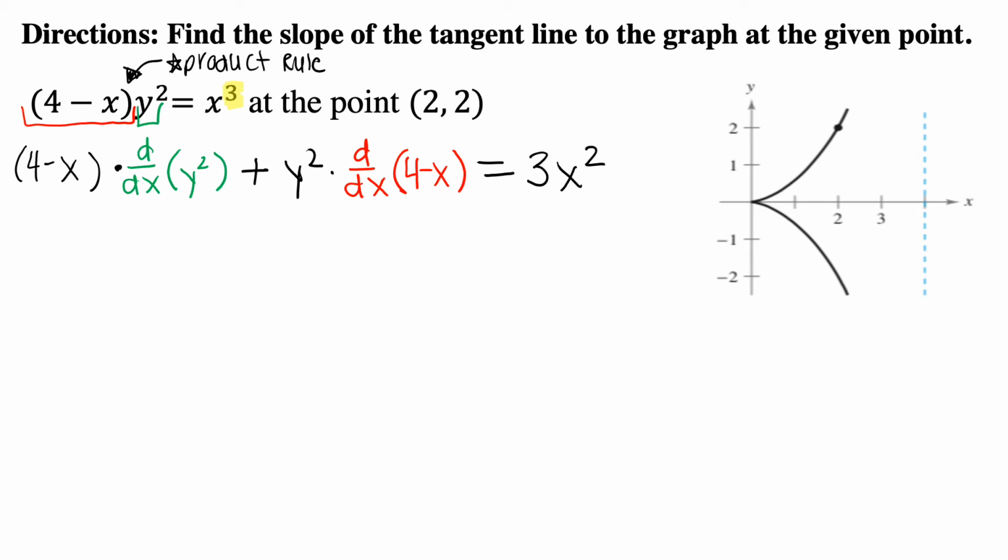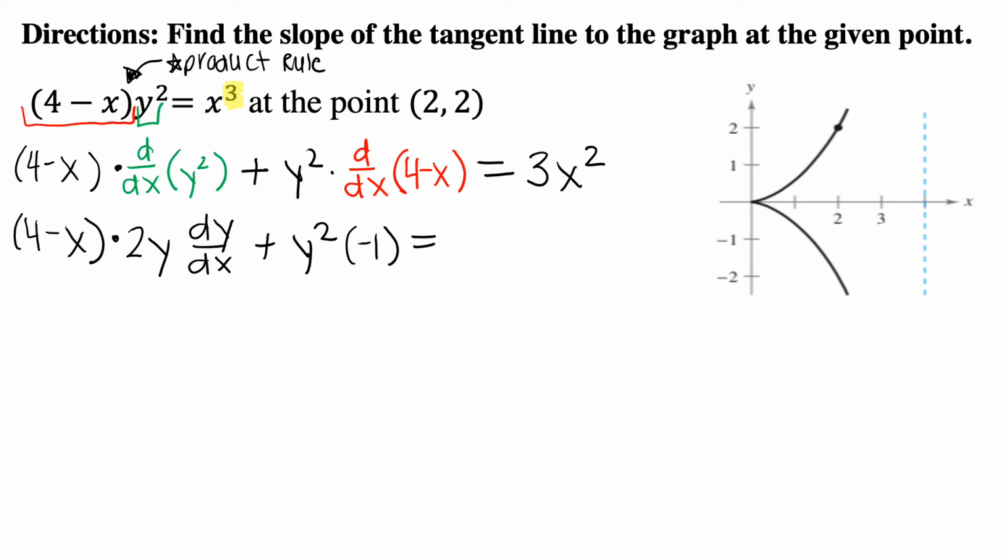In my next line, I'm just going to go ahead and actually do those two colored differentiations that I skipped before. So I'm going to leave my 4 minus x. Taking the derivative with respect to x of y squared, I get 2y dy dx plus y squared. The derivative of 4 minus x, derivative of 4 is just 0. Derivative of negative x is just negative 1. And that's still equal to 3x squared.